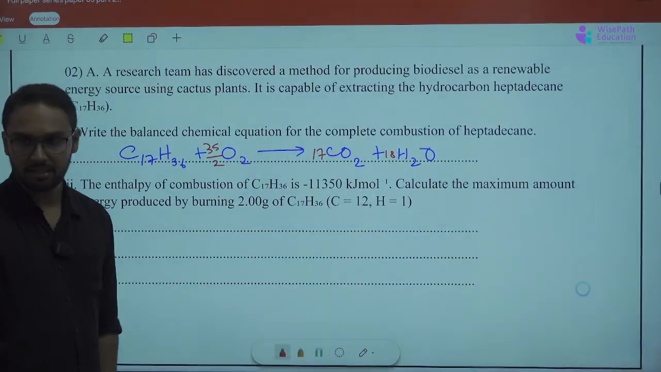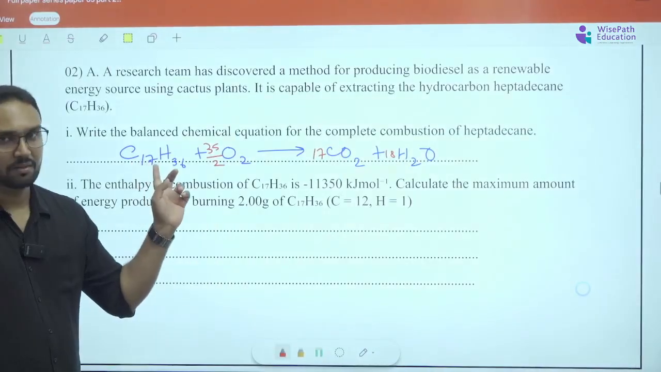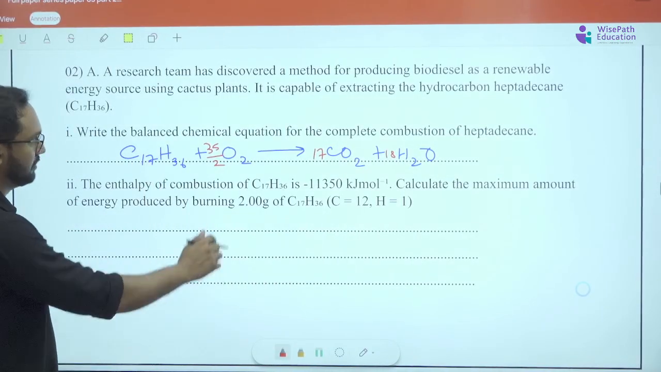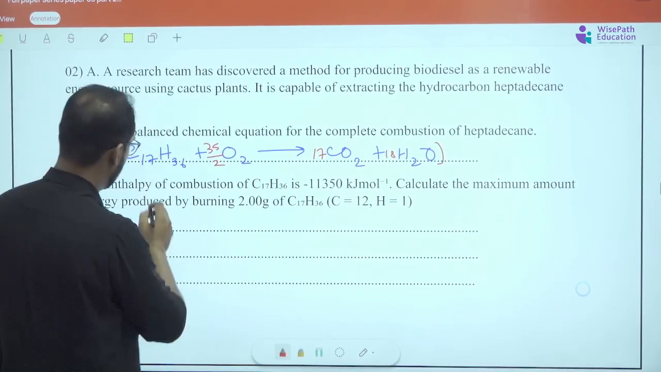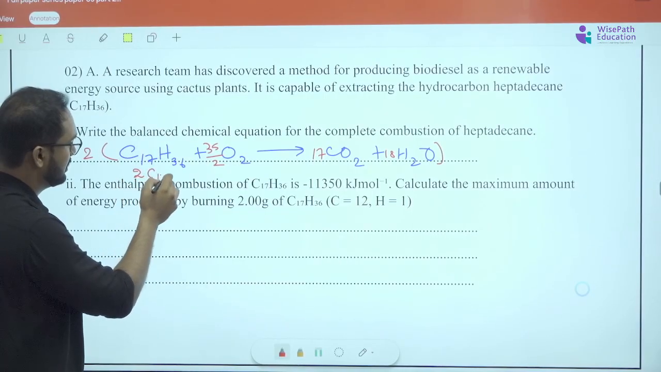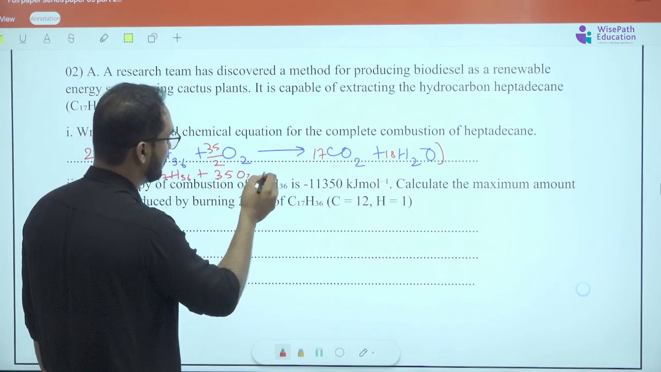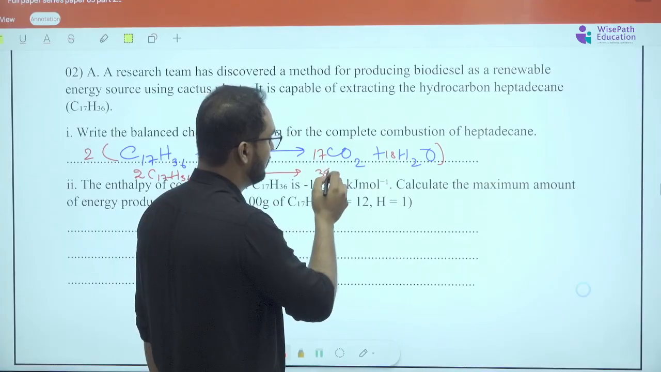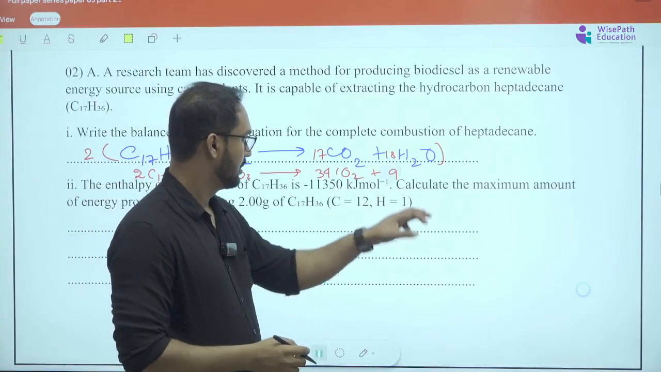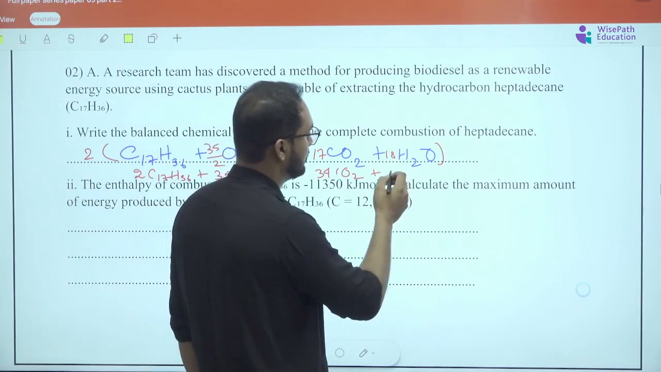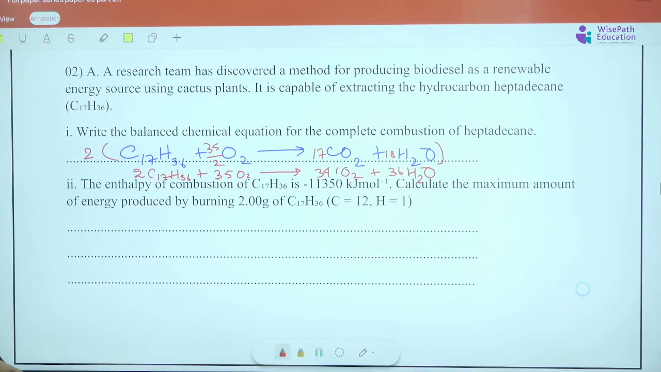But you can't keep the fractions in a balanced formula. So what do you do? To remove the fraction, you can multiply the whole thing by 2. So if you multiply the whole thing by 2, what do you get? This equation: 2 C17H36 plus 35 O2 produces 34 CO2 plus 18 times 2, which is 36 H2O. Got it?